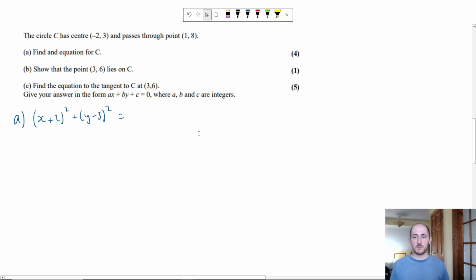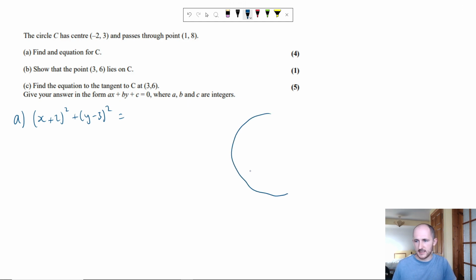Now, because this is a multi-part question, again, I'm going to draw out a diagram because that is a very important thing to do. You might want to draw multiple diagrams, but in this case, let's just draw one fairly big one because you can add to it over time. That's completely fine. And that gives me the centre of -2, 3. And this is 1, 8. So we can put it somewhere like, let's say here.